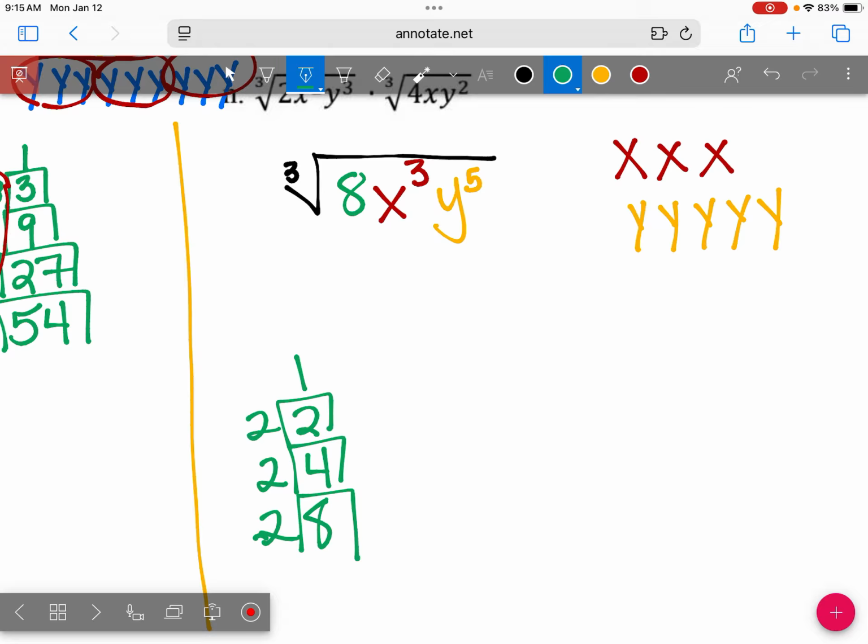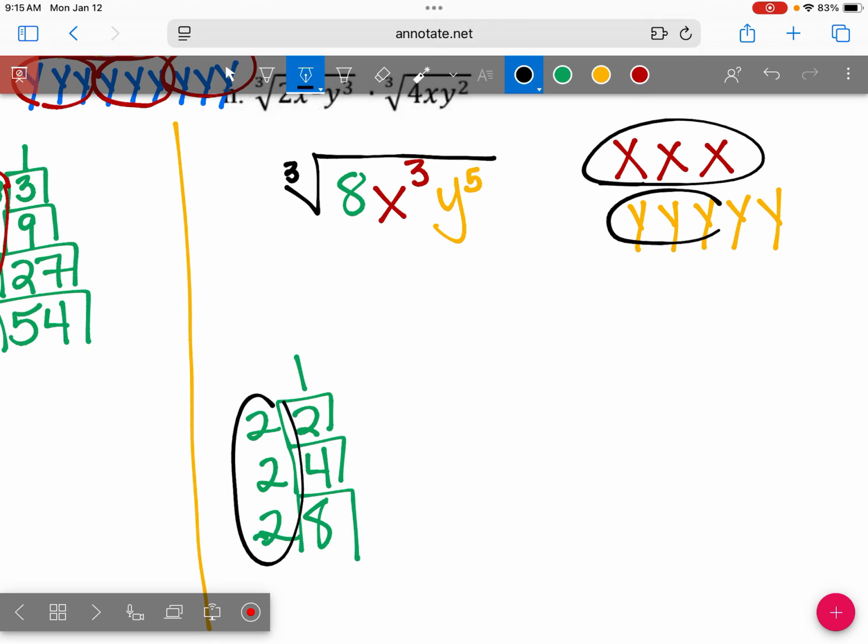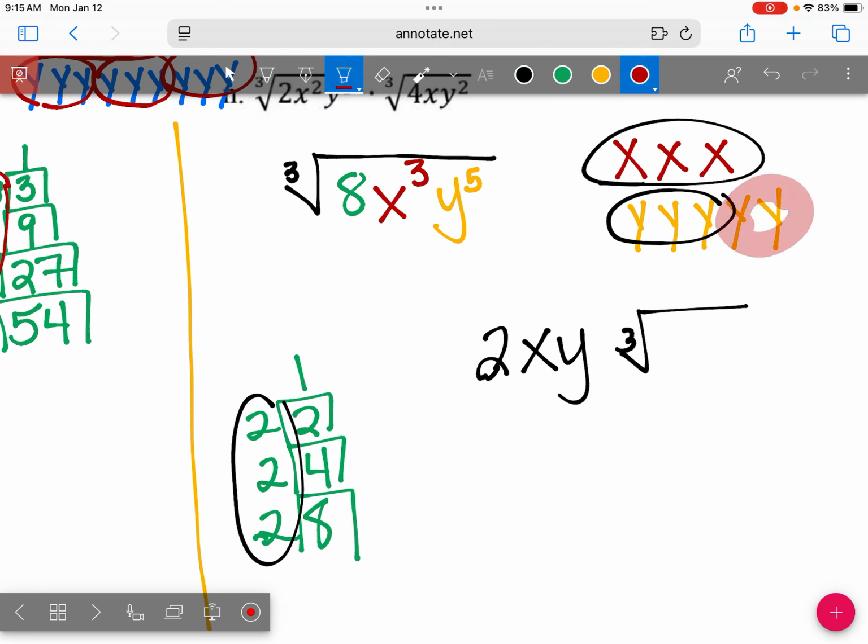Okay, so with the 8, you should have one set of 3's that can come out, and then one set of the x's and one set of the y's. So on the outside, I have a 2, an x, and a y. And then left on the inside is a y squared. And that's it, just a y squared.